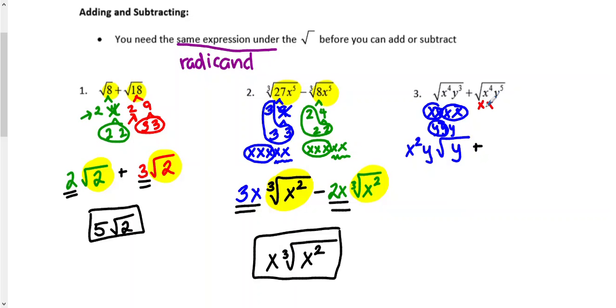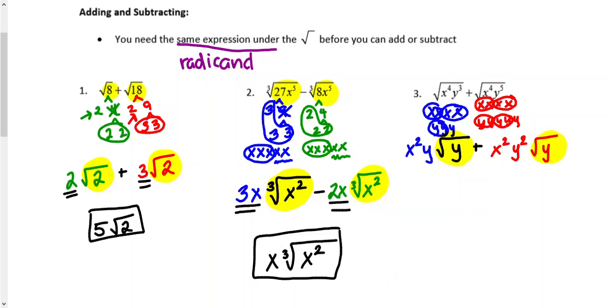Again, I've got 4 x's, so I can make 2 groups. So x squared is on the outside. And I've got 5 y's. Here I can make 2 groups, so y squared is on the outside, and I'm left with the square root of y. So I have square root of y and square root of y.